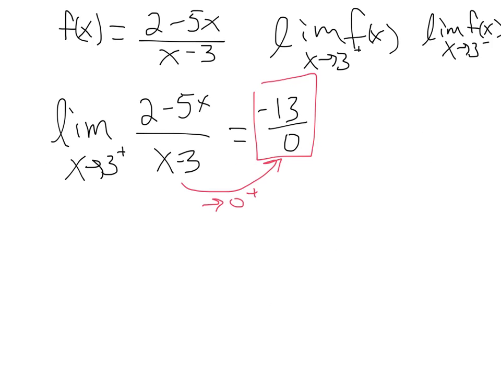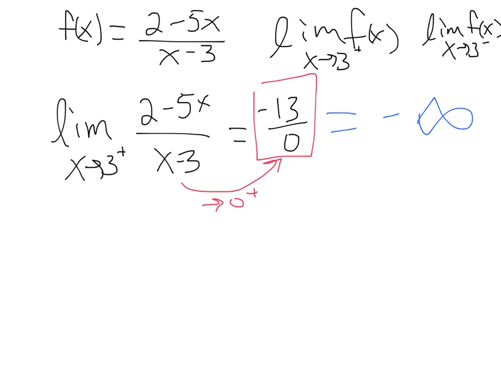Up top, we have a negative number. So we have a negative number divided by a really, really, really small positive number that gives us negative infinity. Because as that approaches zero, that negative 13 divided by a number that's really close to zero is going to become infinitely large. But it's negative infinity because the 13 is negative.